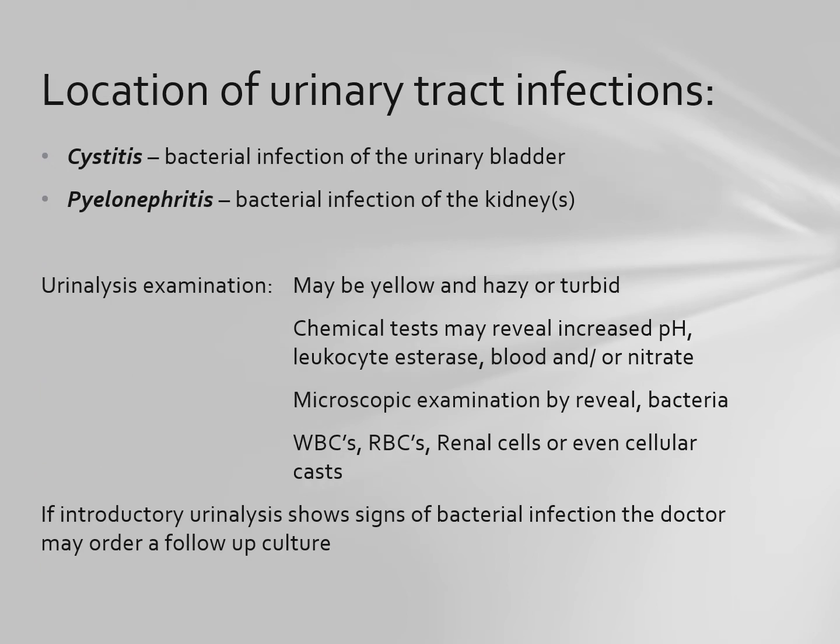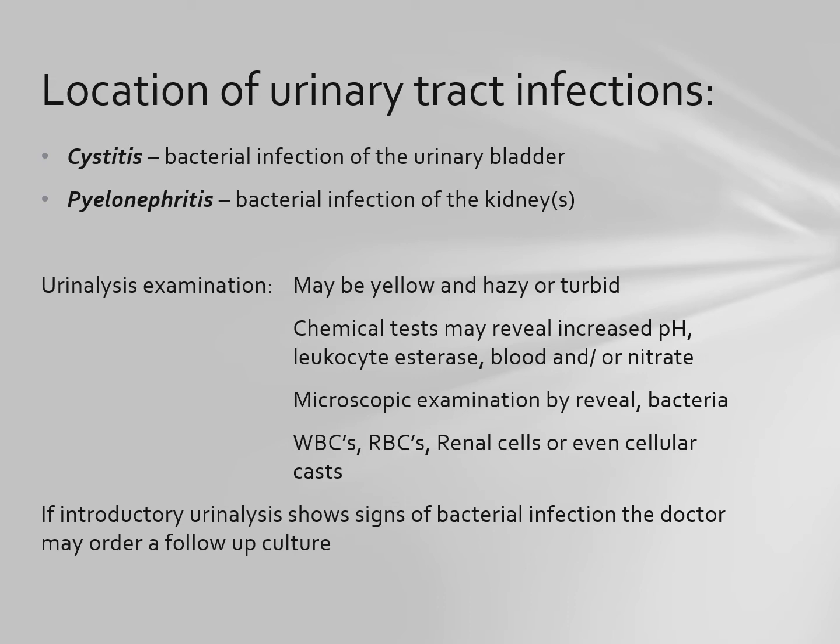Now, urinary tract infections can affect any part of the renal system. Cystitis is when you have a bacterial infection of the urinary bladder, and pyelonephritis is when you have a bacterial infection of the kidney or kidneys. So cystitis and pyelonephritis refers to where the infection is isolated.